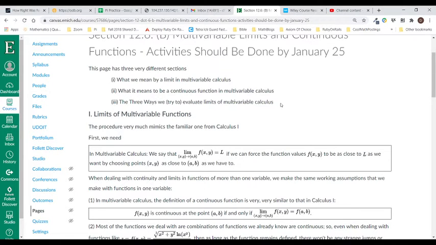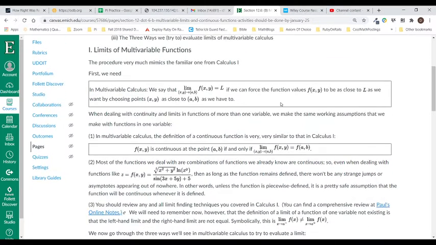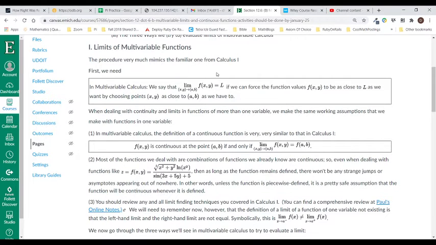And the three ways we try to evaluate limits of multivariable calculus, which is what we're going to spend the lion's share of time on. You can look at the first section. It says limits of multivariable functions.